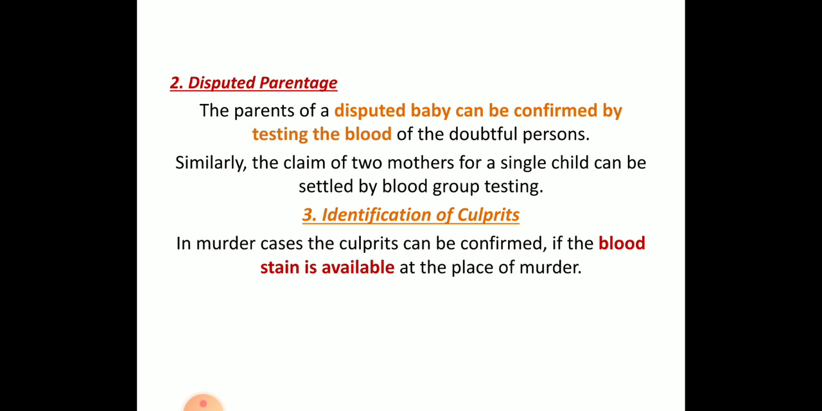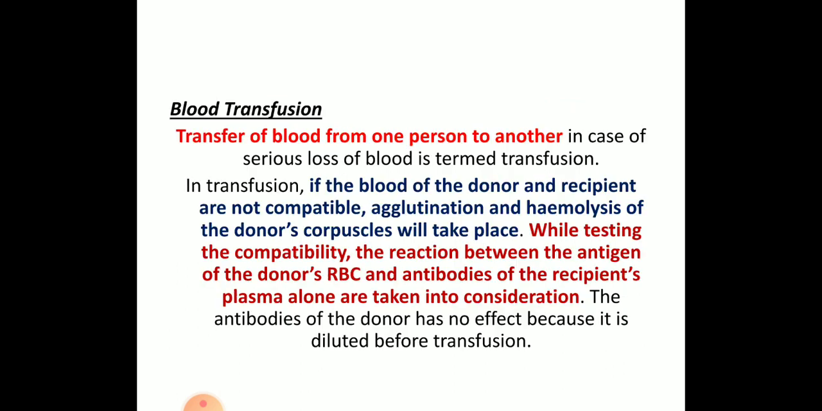Third one, identification of culprits. Maybe you will be studying the same thing in DNA fingerprinting. There also you can use the blood stains which are available, maybe during crime reports or rape reports. So these are the different types of application related to the blood group.